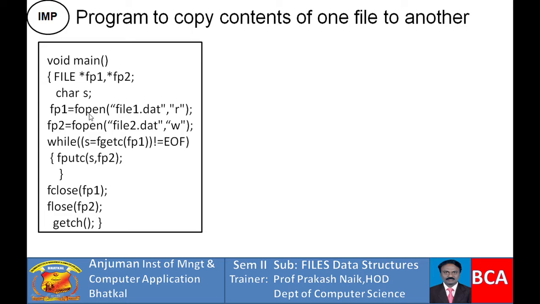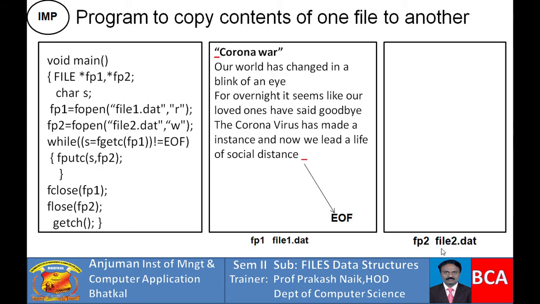fp1 is equal to fopen file1.dat comma r. Since r has been given as the mode, this means that file1.dat is an existing file name. If it is existing, then the initial address of that file will be stored to fp1. And the contents will be like this. You can see on the screen, this is the content of file 1.